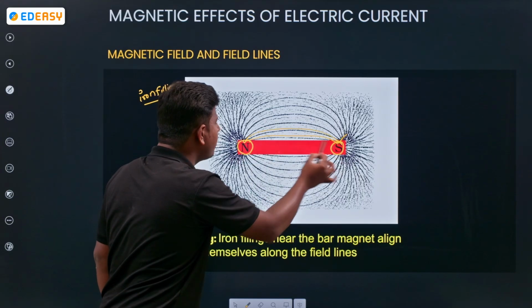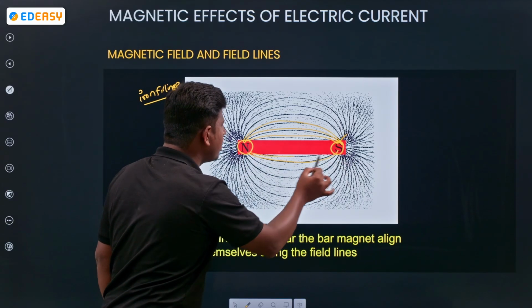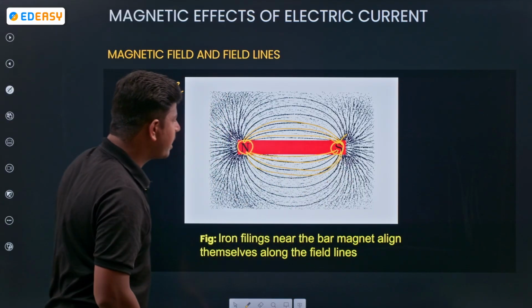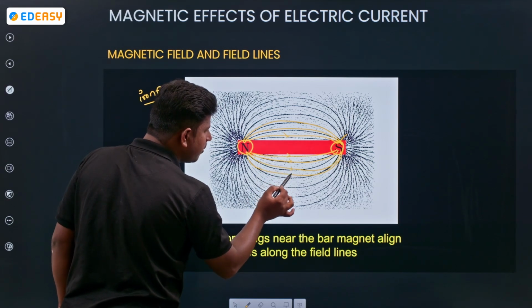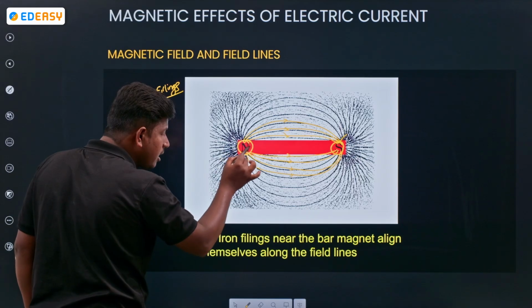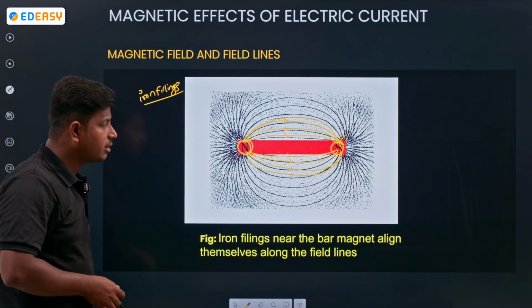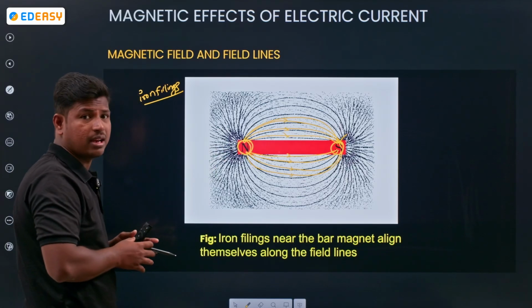Where to where is it traveling? Tell me, anybody from the comment section. Where to where are those magnetic field lines traveling? Look here. From the north pole of the magnet to the south pole of the magnet. See how the iron filings are attracted by the magnet.